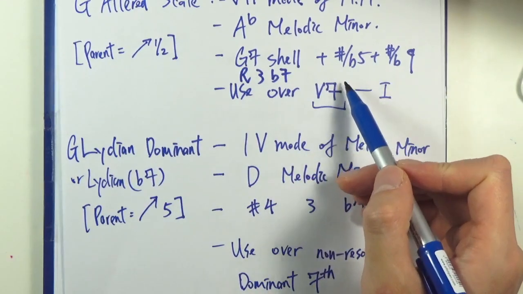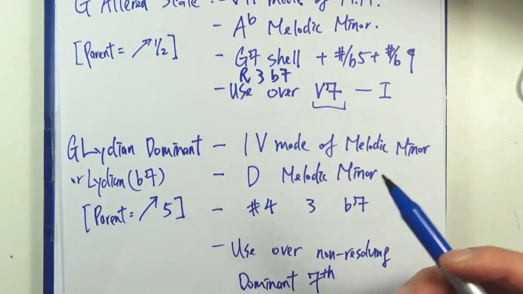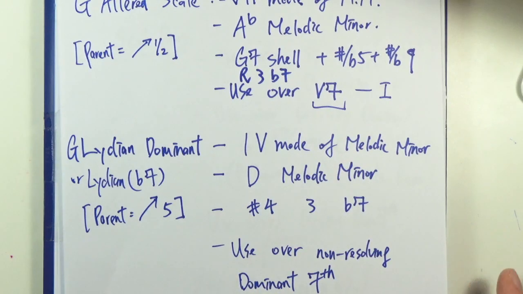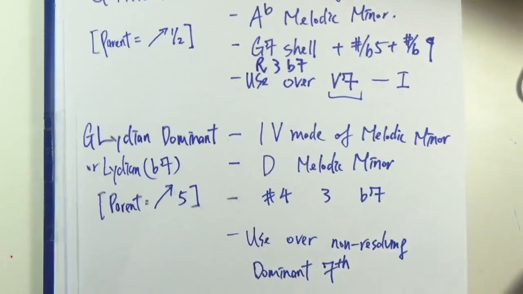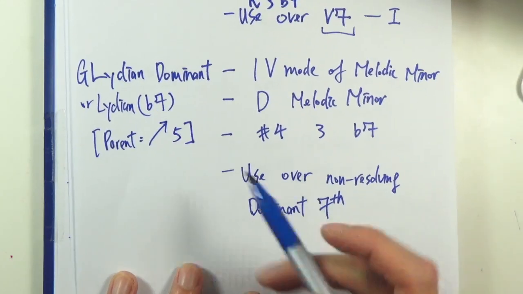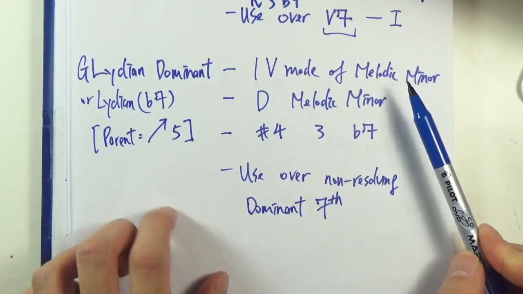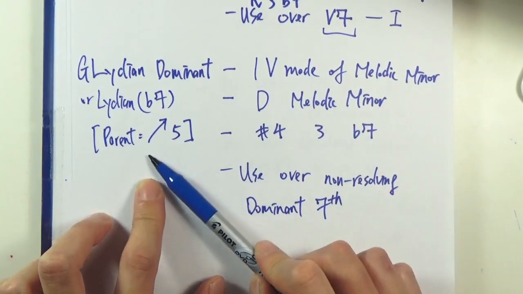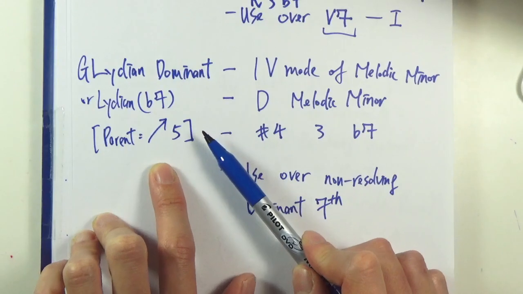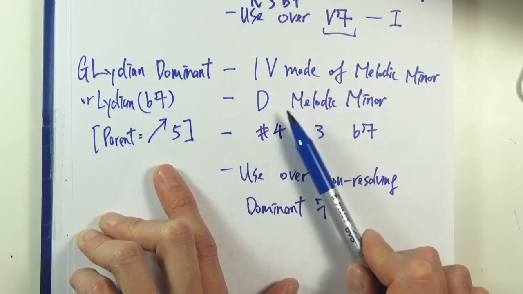Even if the chord doesn't have the tensions, the altered tensions, you can still do it. But it depends on the style, mostly in jazz. Okay, G Lydian dominant, or Lydian flat 7. So it is the fourth mode of melodic minor. To find the parent scale, you go up a fifth, so G, A, B, C, D, perfect fifth. And the parent scale would be D melodic minor.